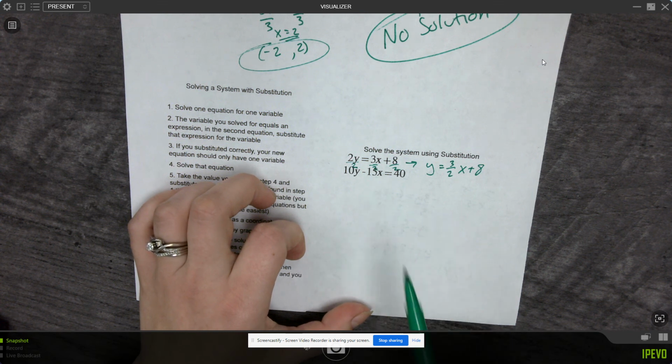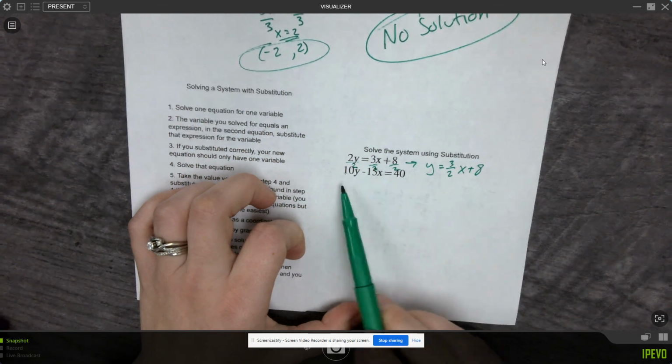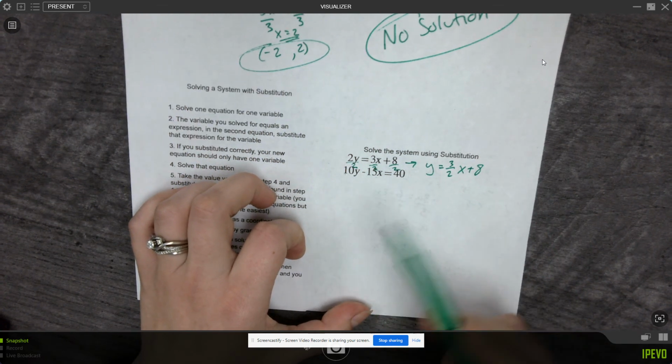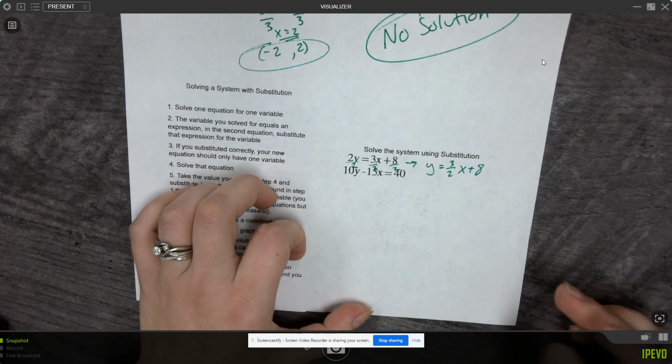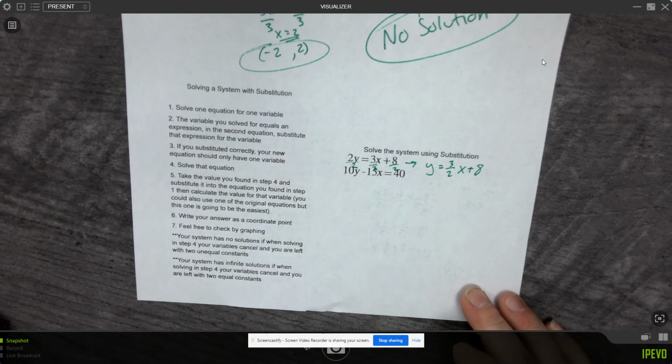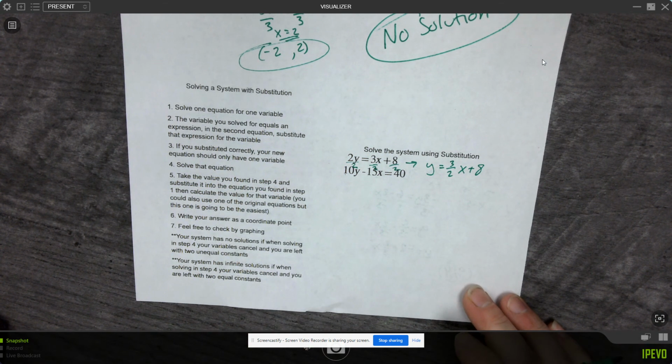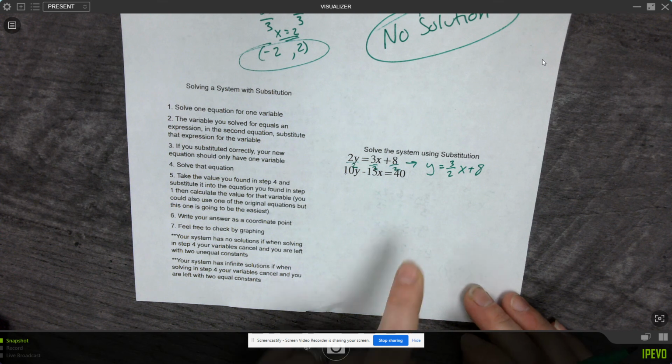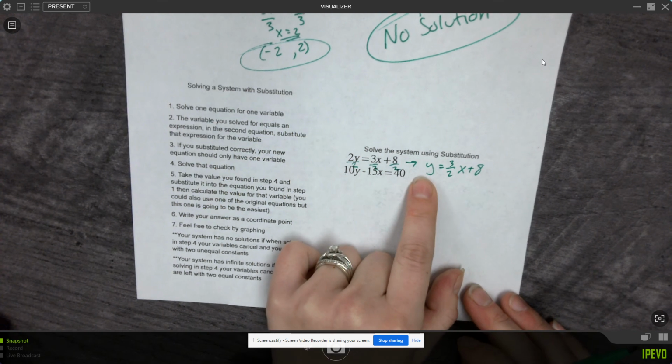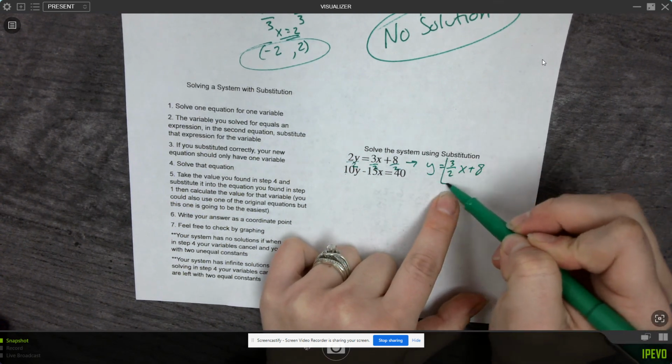I could try to solve this equation for x. I could try to solve this one for x or for y. I'm going to get a fraction, unfortunately, in this one. That's just how it is. But feel free, if you get a fraction, to try solving a different equation or a different variable. It doesn't work here. So we're going to move on with this. So y equals 3 over 2x plus 8.